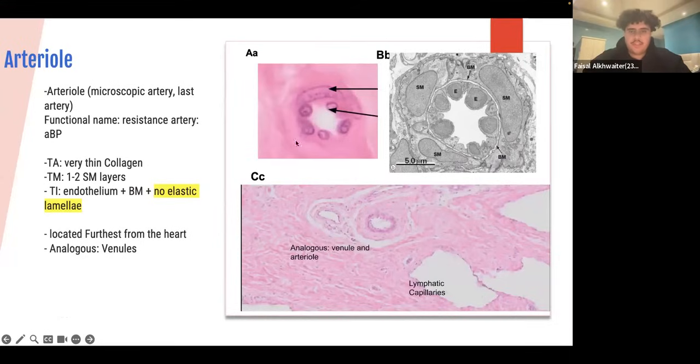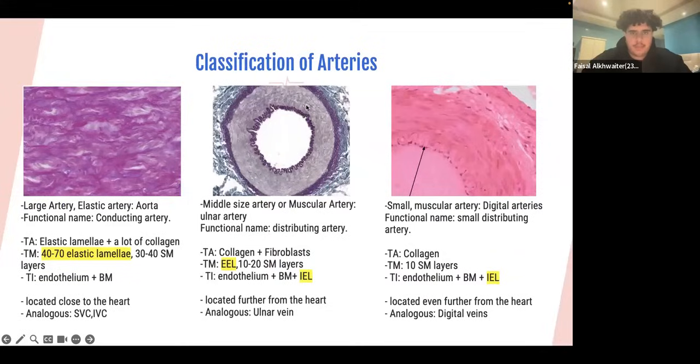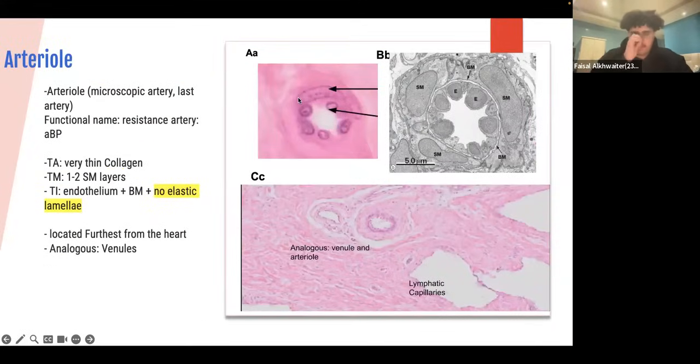You can hardly differentiate the different tunics here. So it's usually 1 to 2 smooth muscle layers. You can see the endothelium quite visibly here. You cannot see the borders, which you saw here. It's not that prominent because it's a very, very small vessel.